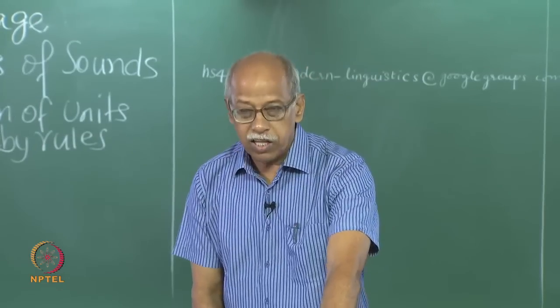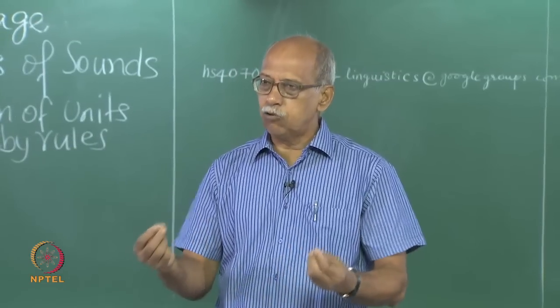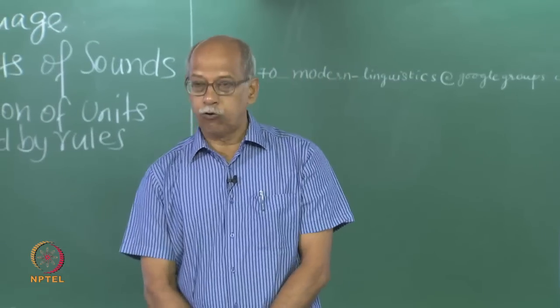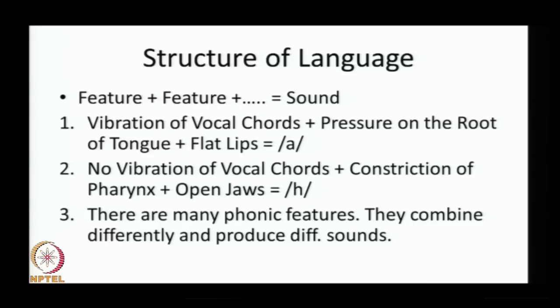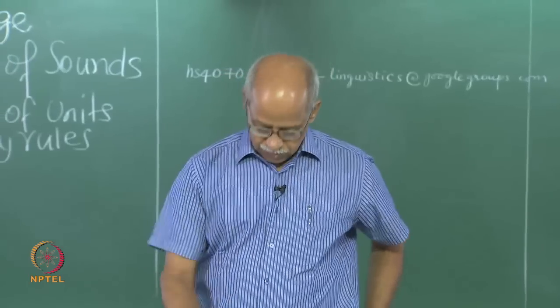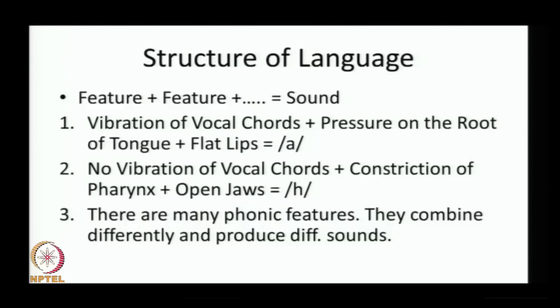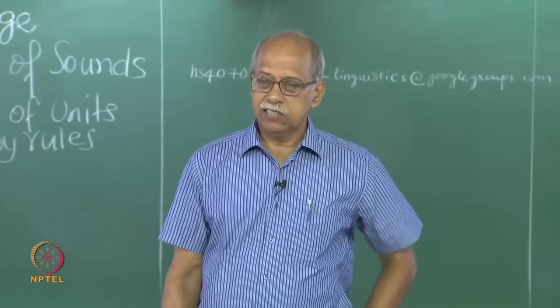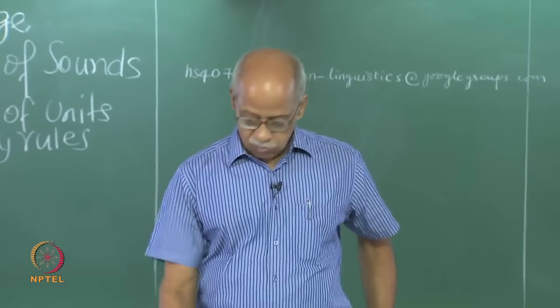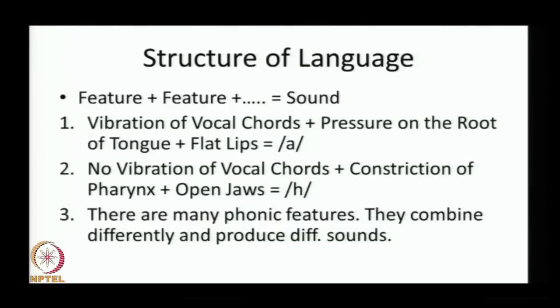So, everything, even an ordinary sound like 'ah', I have mentioned only 4 features, it has 16 features. When we talk about phonetics, I will tell you how those 16 features come together so that we can produce a sound like 'ah'. Similarly, look at another sound, as in 'house', as in 'heat'. For it to happen, there is no vibration of vocal cords. You just keep it switched off.